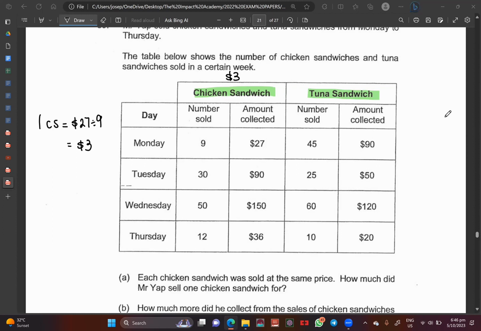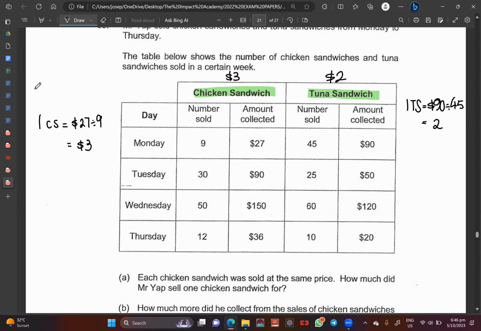Now, for tuna, we can also find one tuna sandwich. You all agree so far? $90. We'll use the first one, because everything else is the same. $90 divided by 45. Did you realize that 90 divided by 45 is equal to 2? So the tuna sandwich is cheaper. Chicken is more expensive than tuna.